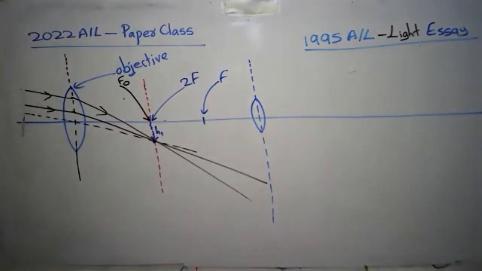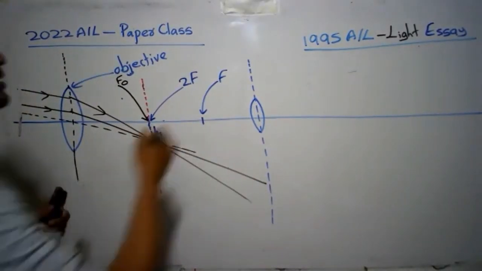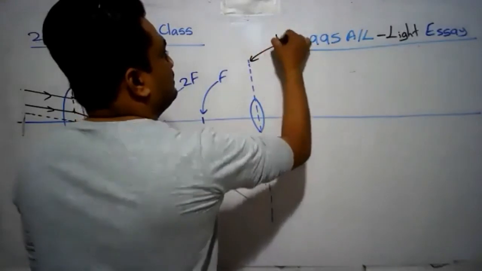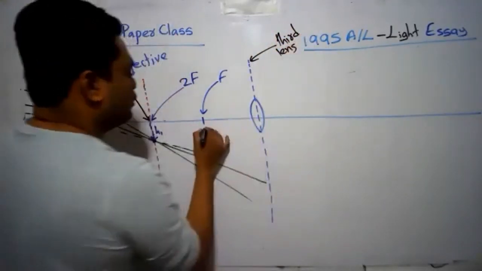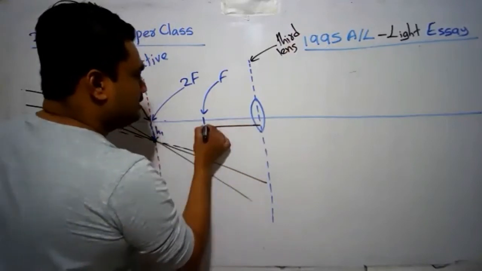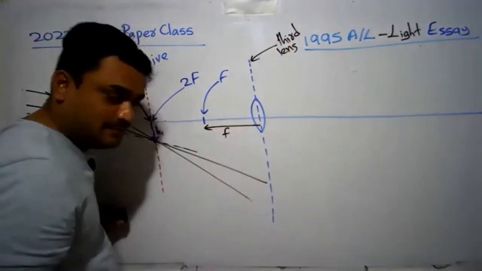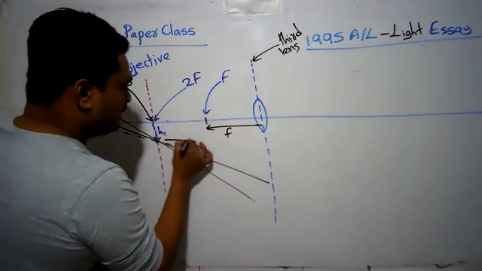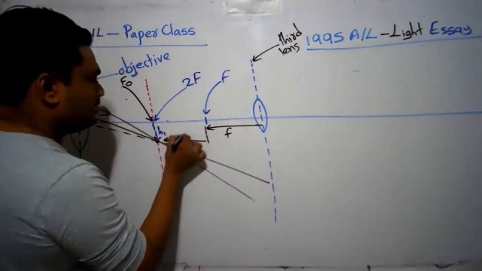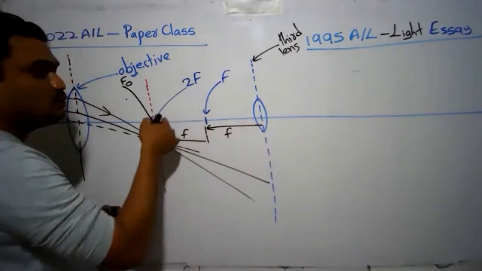Got it? This is the third lens. So this distance is simply f, 8 centimeter. This distance is also f, 8 centimeter. F means 2f.